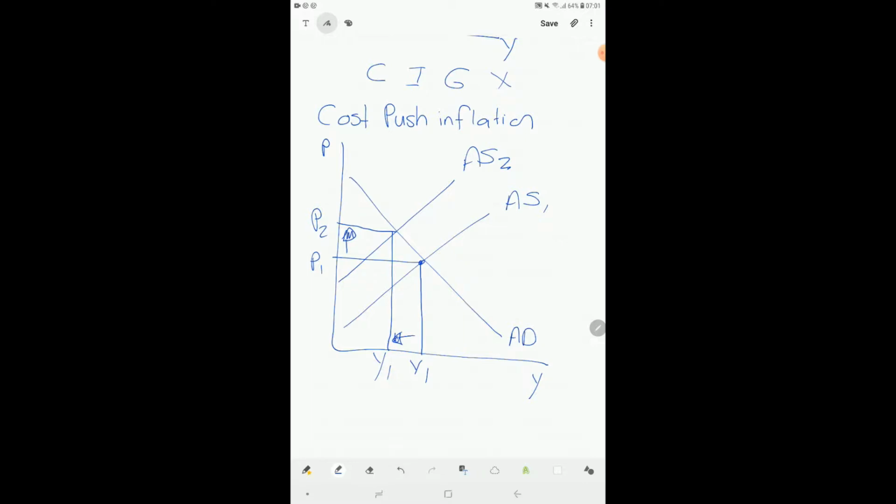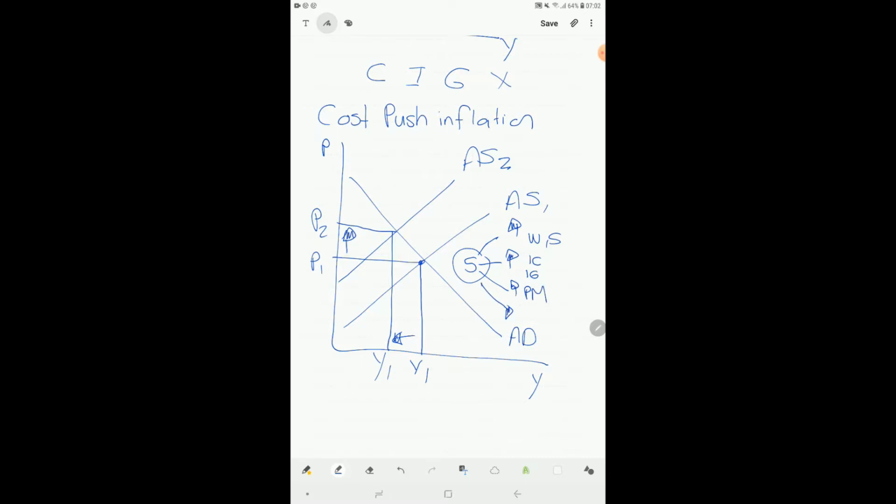So why does this happen? Well, there are five things that cause this. The first one is an increase in wages and salaries. If that happens, you will see an increase in prices. The second one is an increase in imported capital and intermediate goods. The third one is an increase in your profit margins.